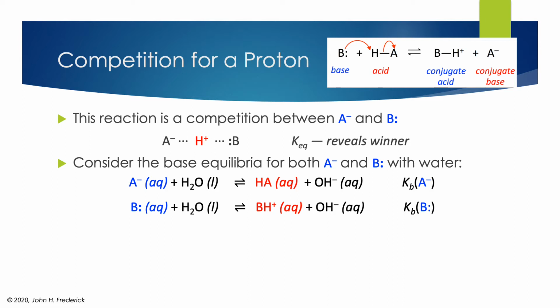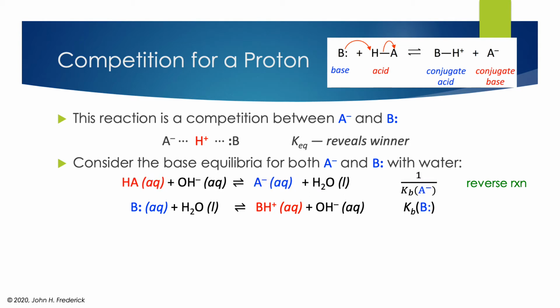Now I want to combine these in a way that gives me the reaction that I'm interested in, because I'm interested in finding out what the equilibrium constant is for that. Now I notice that in the equilibrium drawn at the top of the page, I've got BH+ and A- on the right-hand side. And in the two equations that I've drawn down here, BH+ is on the right-hand side, but A- is on the left-hand side. So I'm going to need to reverse that reaction if I want to add these together and get a net reaction that's the same. So let me reverse that reaction.